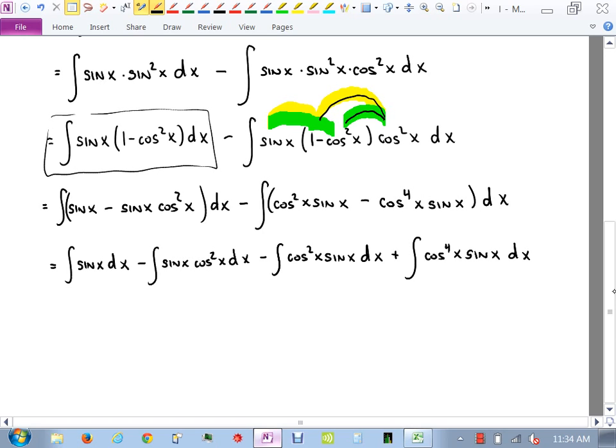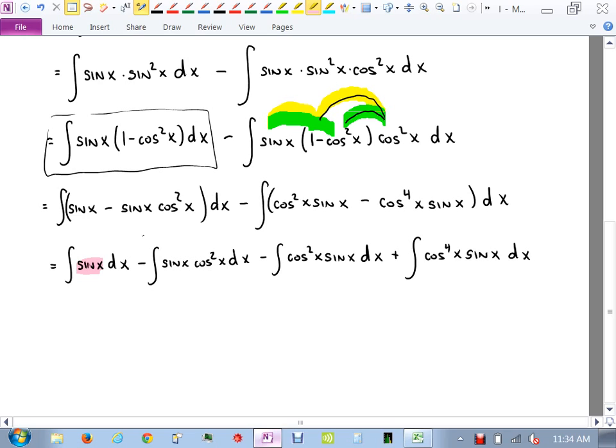Questions on that? Why am I happy? Well, these two are the same, right? They're not going to wipe each other out, but they're the same. You could put them together and put a 2, but I'm happy about that, and I'm even happier because of something else. What's the antiderivative of sine? Negative cosine. That one I'm done with, right?